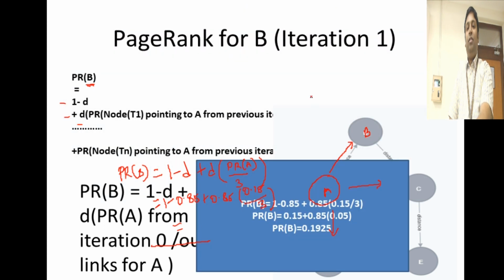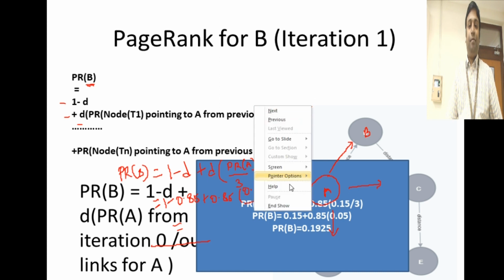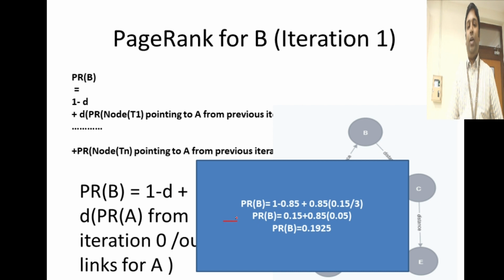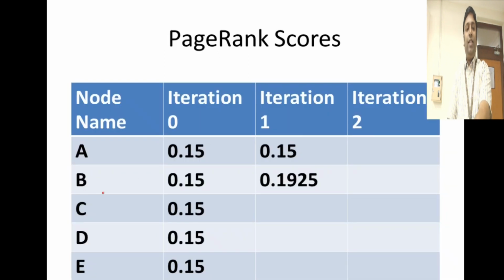So I have given the value here. What is the answer you have received? So it is computed and the final result is given here, 0.1925. That is the value for PageRank of B in iteration number 2, but I have given here as iteration number 1 because we started from 0.